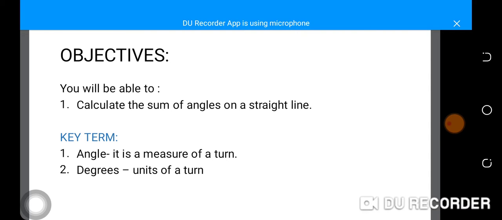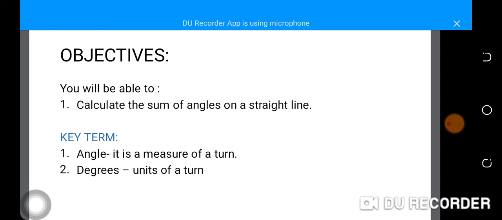Now we have key terms. Under key terms, these are the words that you are going to find in this lesson, so you need to know their meanings. The first one is angle. Angle is a measure of a turn, or a measure of a corner. Whenever you find this word angle, just know that it is the measure of a turn, a measure of a corner.